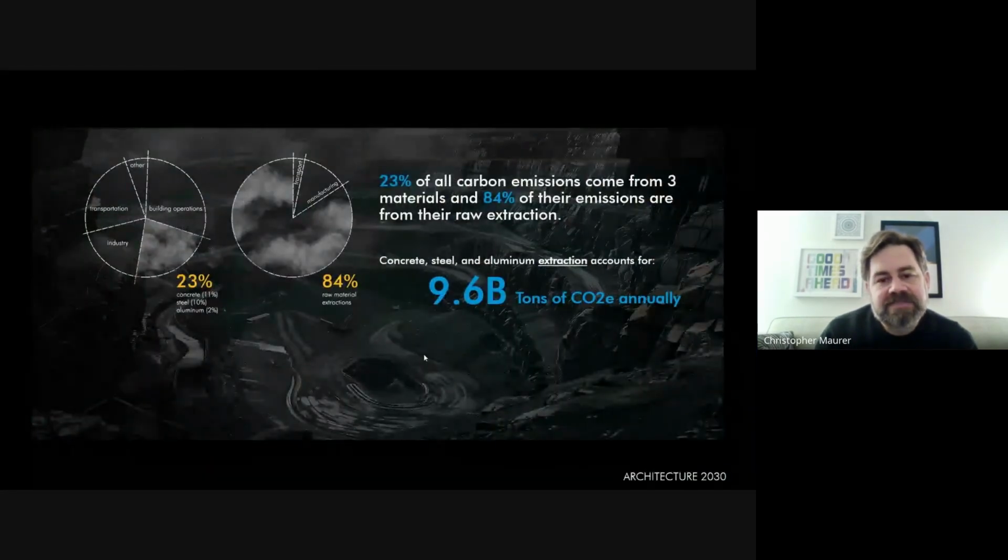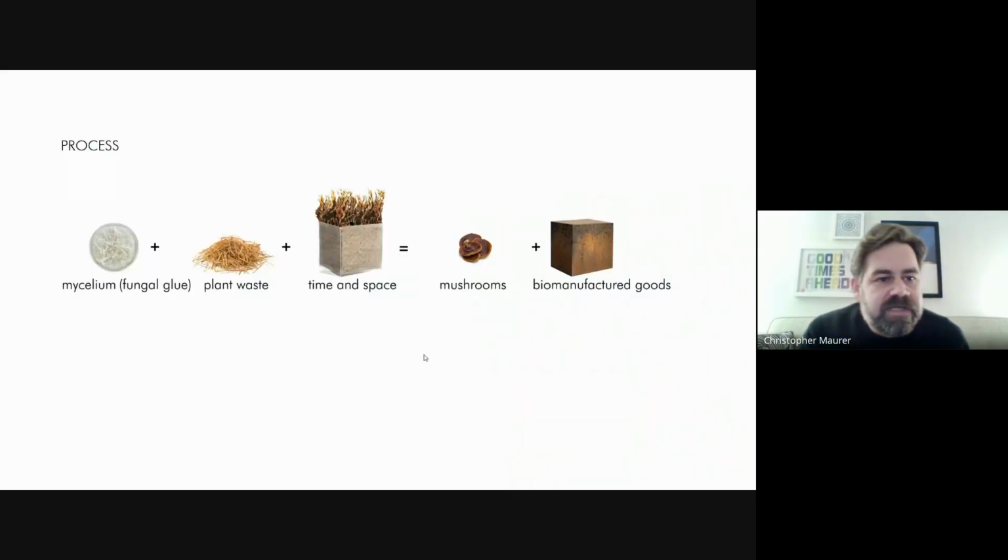On top of that, buildings are responsible for 40% of the world's carbon emissions, with concrete, steel, and aluminum alone responsible for 23% of those emissions. 84% of that is due to the raw extraction of materials. So looking for circular resources could have a huge benefit to mitigating the carbon emissions that come from the building processes. And so that's why I want to introduce mycotexture.